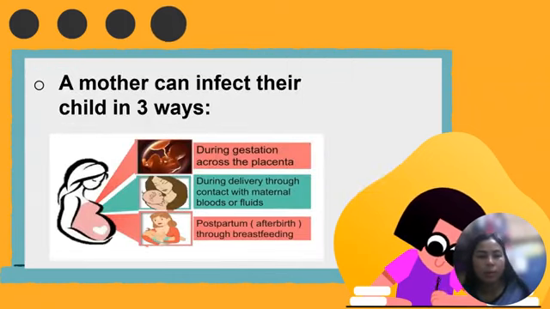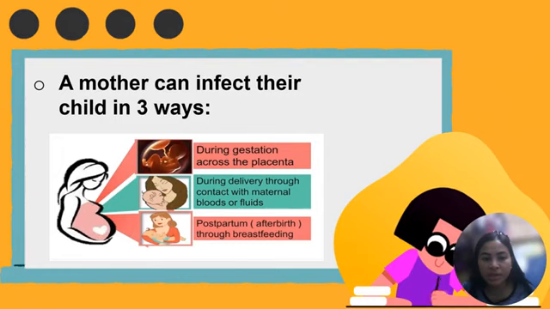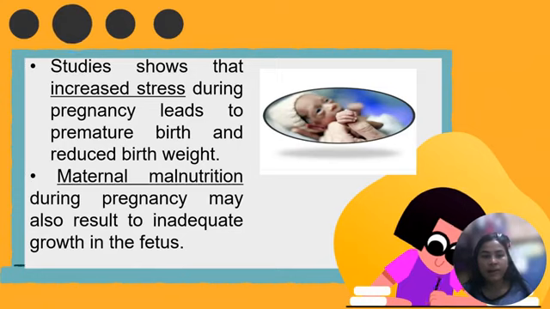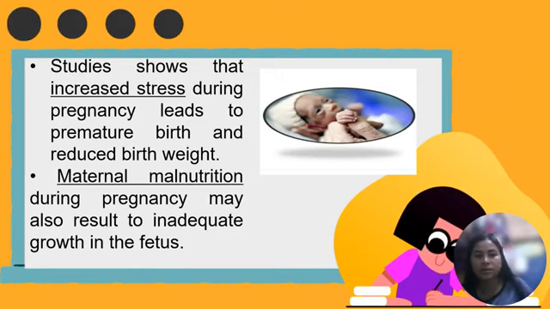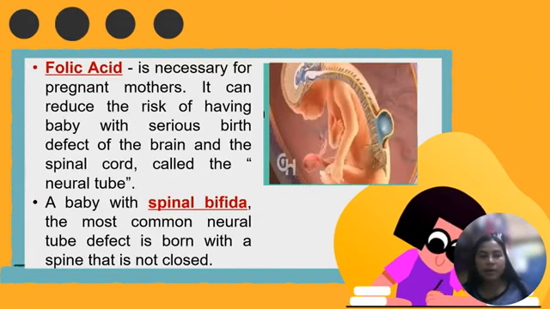So there are three ways that a mother can affect their child. The first is during gestation across the placenta, second during delivery through contact with maternal blood or fluids, and last is postpartum, or after birth, through breastfeeding. Studies show that increased stress during pregnancy leads to premature birth and reduced birth weight. Maternal malnutrition during pregnancy may also result in inadequate growth of the fetus. So like this. Next is folic acid.